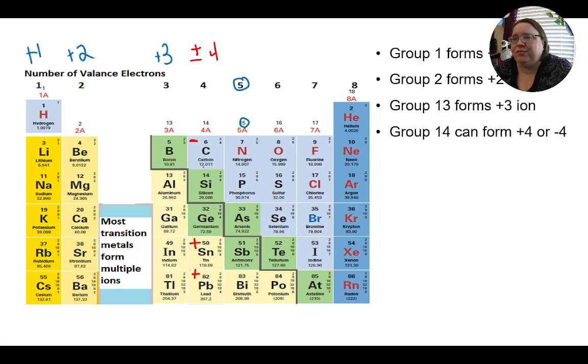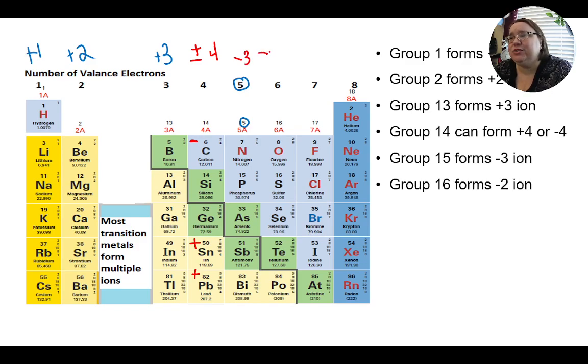Now we are at group 15. Group 15, we got 2 choices. We could lose 5 to drop down, or we can go out and steal 3. Because remember, our goal is to lose all of the valence or to gain to 8. And it's easier to go out and steal 3 electrons than it is to find a home for 5. So therefore, group 15 is going to form a -3.